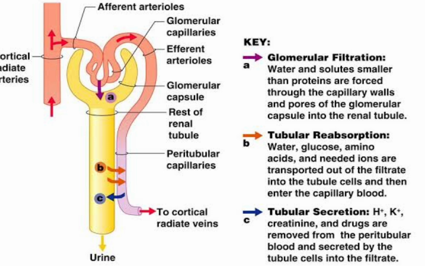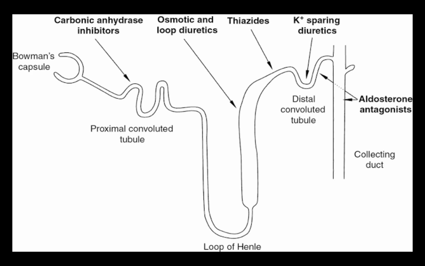Now, these are the main processes involved in the formation of urine: glomerular filtration, tubular reabsorption, and tubular secretion. In filtration, water and solutes smaller than proteins are forced through the capillary walls into the glomerulus, and through the glomerulus into the renal tubule. Then some wanted substances are reabsorbed back into blood, like water, glucose, amino acids, and some needed ions. Then there's the process of tubular secretion, where hydrogen, potassium, creatinine, and drugs are removed from peritubular blood and secreted into the nephron.